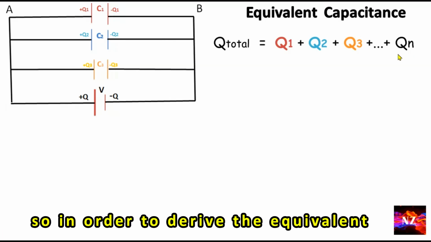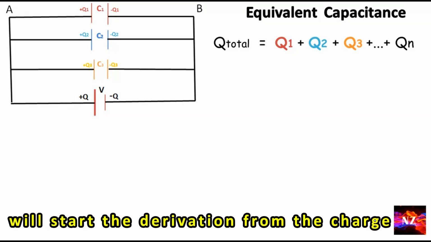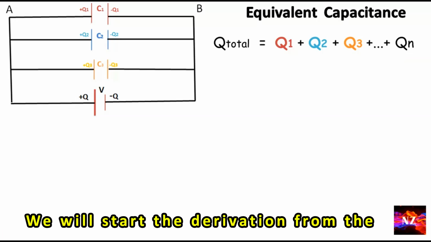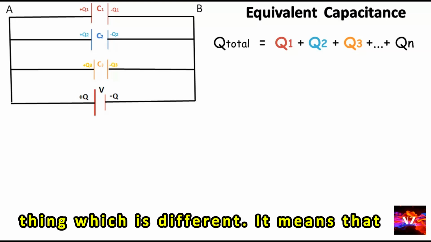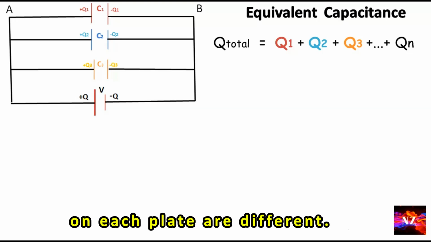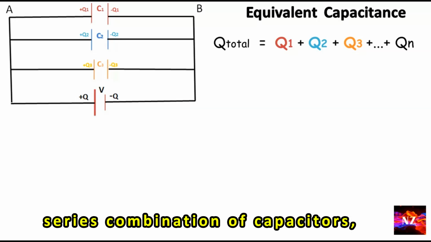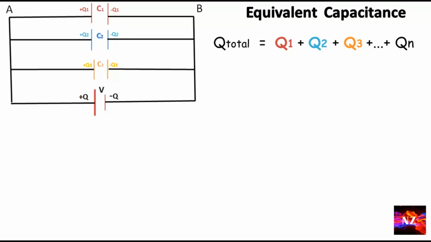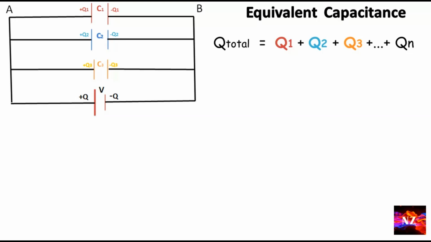So in order to derive the equivalent capacitance, you have to remember that we will start the derivation from the charge Q. We will start the derivation from the thing which is different. It means that in parallel combination, the charges on each plate are different. So we are starting the derivation from charges. Whereas in series combination of capacitors, voltage was different. So we started the derivation from voltage.